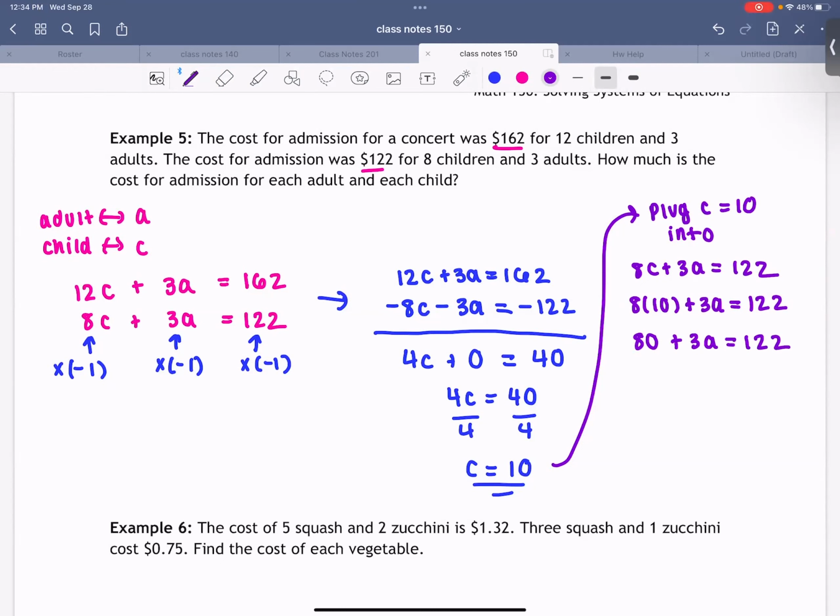What should I do? Divide by 3 or subtract 80? Subtract 80. Remember, subtraction goes first here. So 3a equals, is it 42? Okay. And to get a by itself, all we have to do is divide by 3, right? So a equals 14. I know that an adult's ticket costs $14. Any questions on example 5?